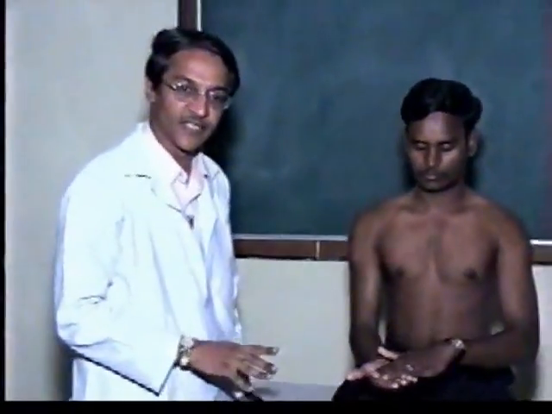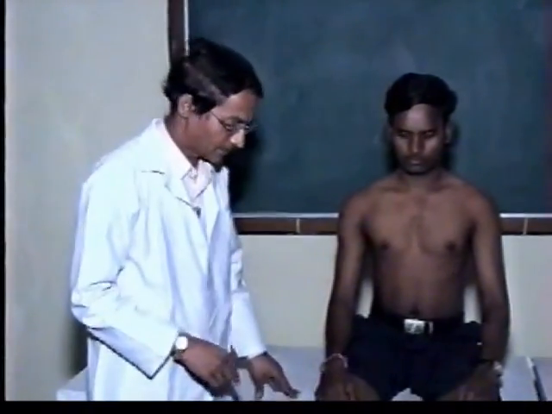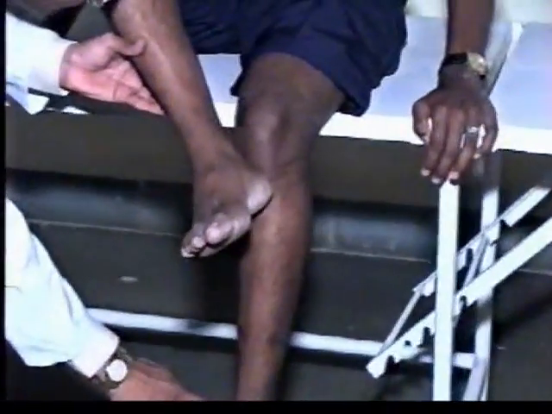Now, next will be for lower extremities. We will test the coordination of muscles in lower extremities, first with the open eyes and then with the closed eyes. Knee heel test. He has to go down, first touch the heel to the knee and then go down up to the foot.